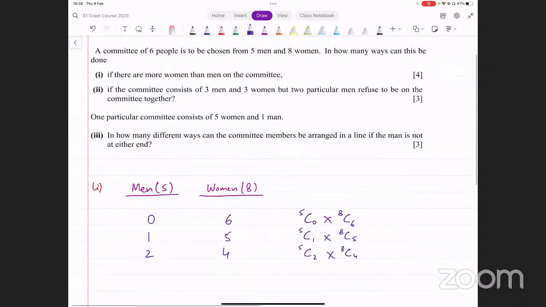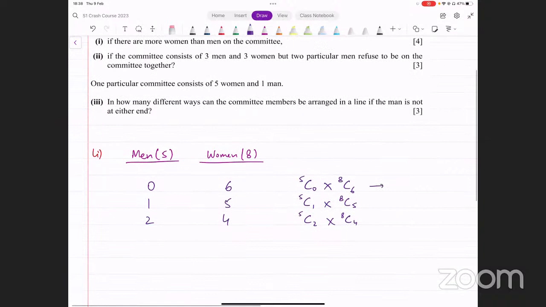All right. Now, what does the first one give you? Let me just try this. 8C6. If I were to do 8C6, this results in 28. So the first one gives us 28.